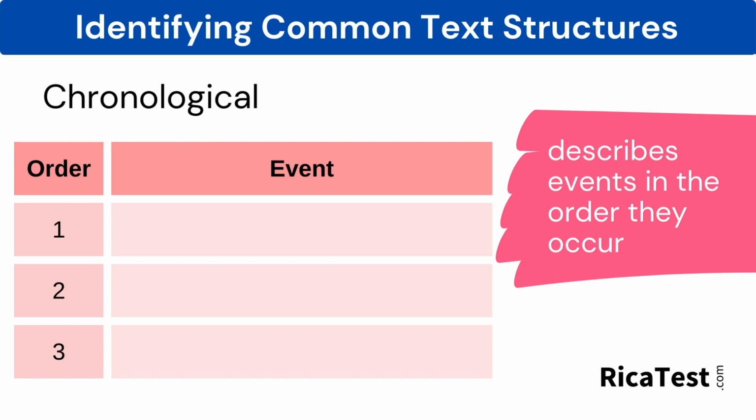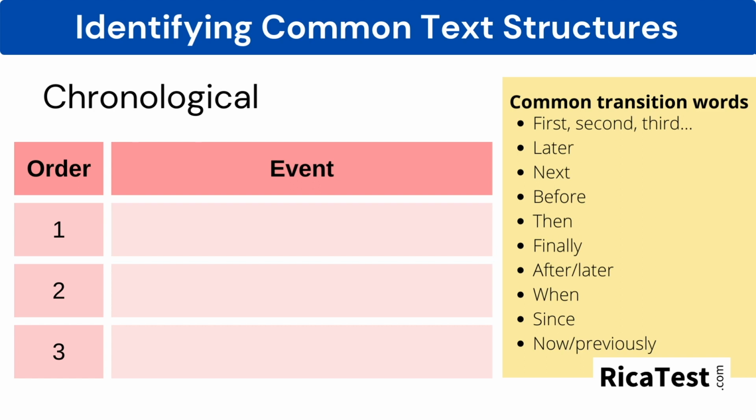Chronological is a text structure that describes events in the order that they occur. Common transition words include first, second, third, later, next, before, then, finally, after, when, since, now, and previously.